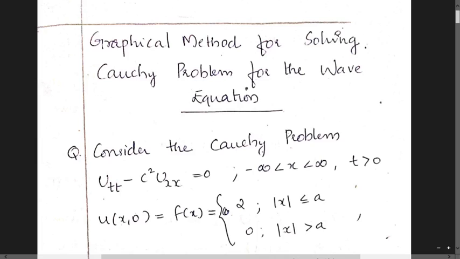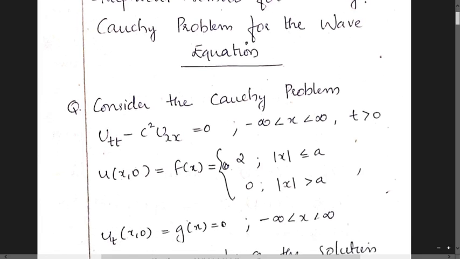Namaste. Here we are going to discuss the graphical method for solving the Cauchy problem for the wave equation. In this session we are going to deal with a problem. The theory part of this problem was already discussed in the previous seminar, which was taken by Amrita.